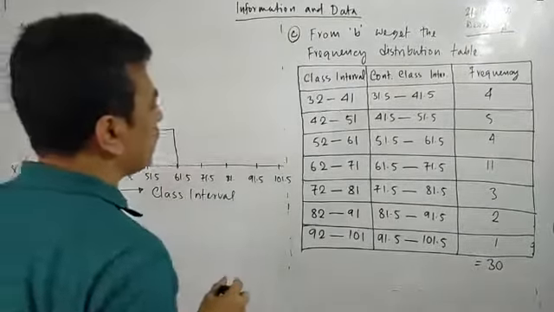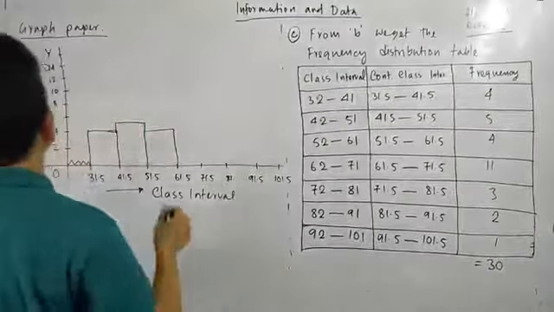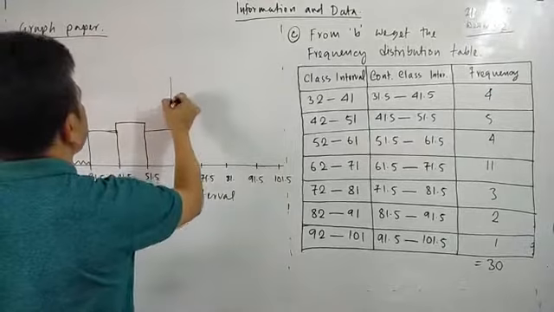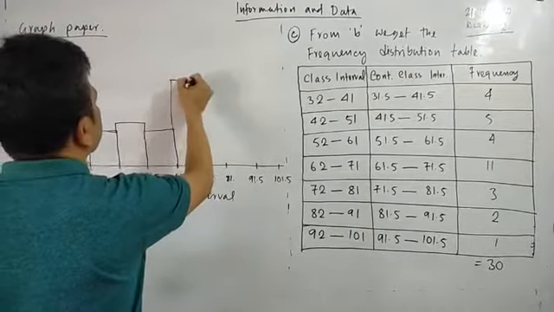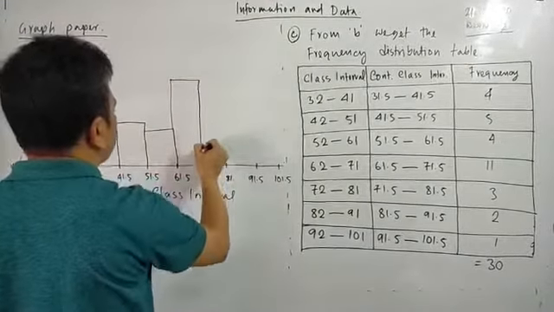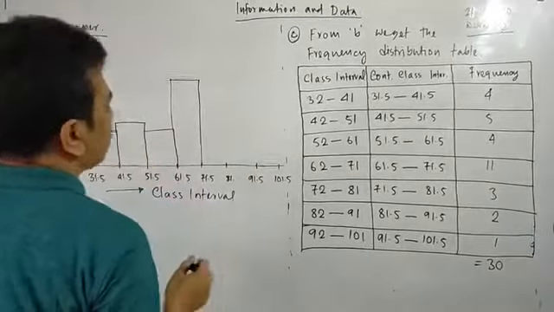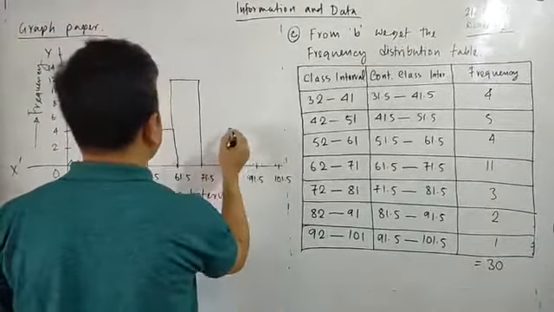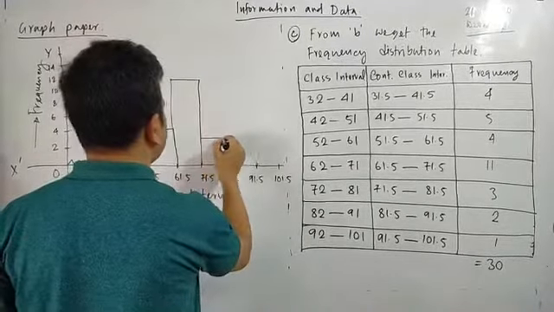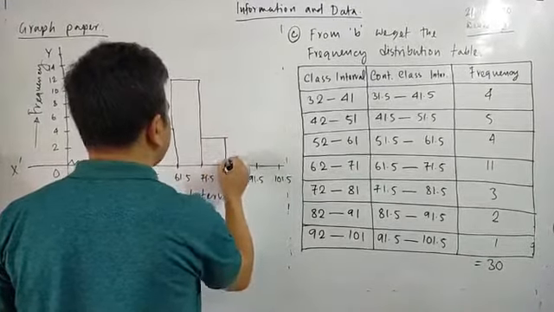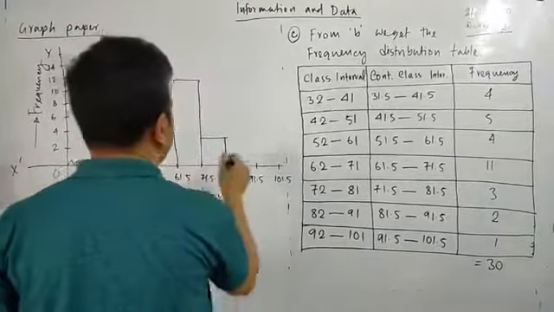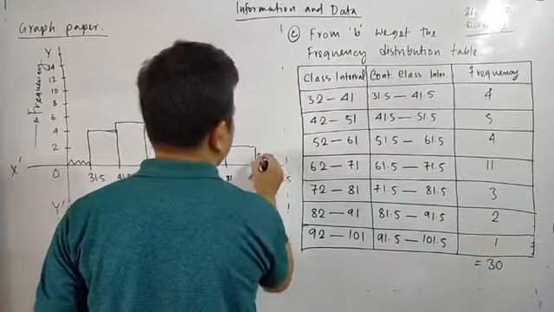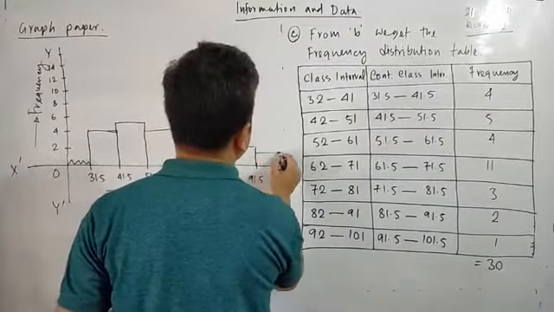Okay, 61.5 to 71.5, it is 11. So we have to go just up to this mark. Okay, we have to go here. And after that, after the 61.5 to 71.5, it is 3. It is 3 here. Okay, and 2, and this one is 1.